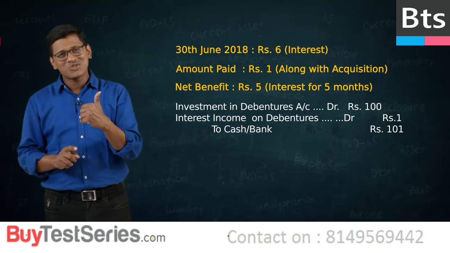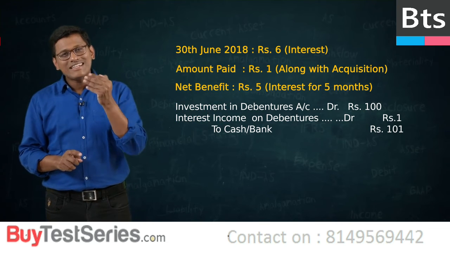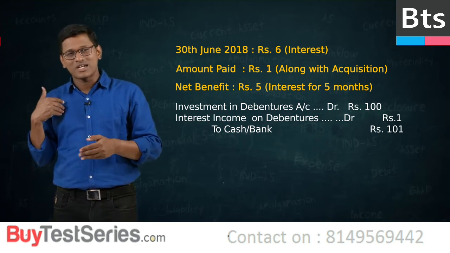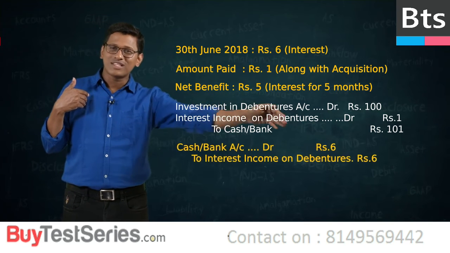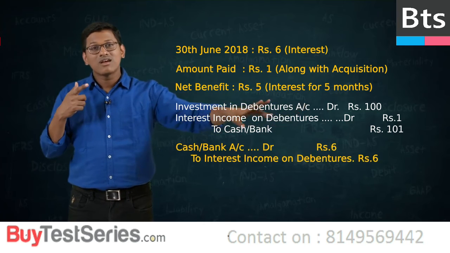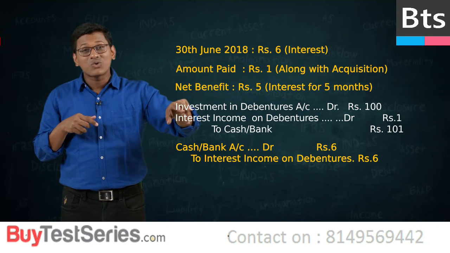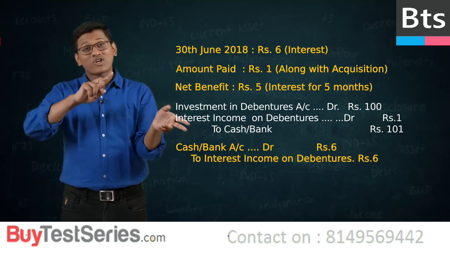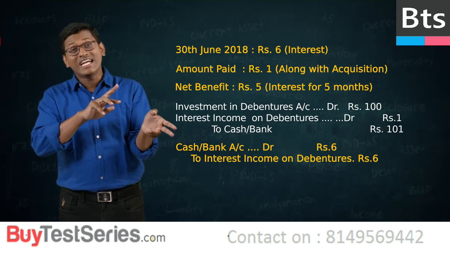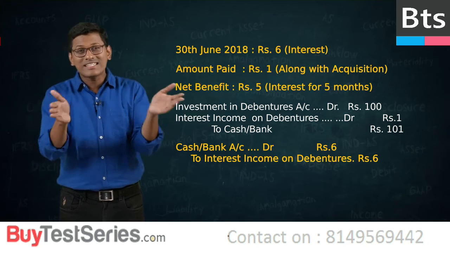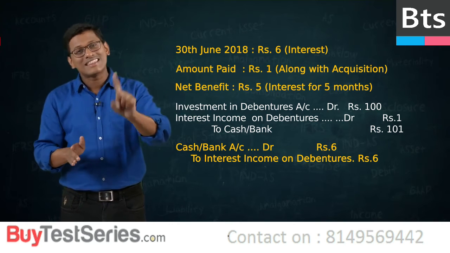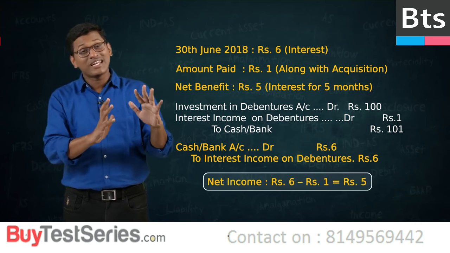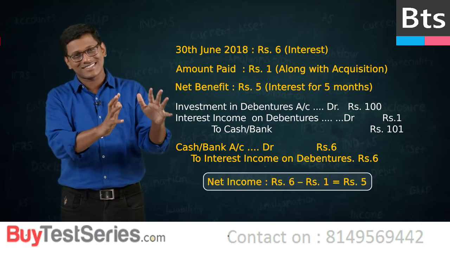Later, 6 rupees you are receiving as interest income. What is the entry for that? Cash or bank account debited, to interest on debentures 6 rupees. Interest on debentures account on 30th June is getting credited with 6 rupees. But on 1st of February, it was debited with 1 rupee. So what is the net amount in that? 5 rupees. That will go into P&L account as income. So that is what will happen if it is debenture interest.